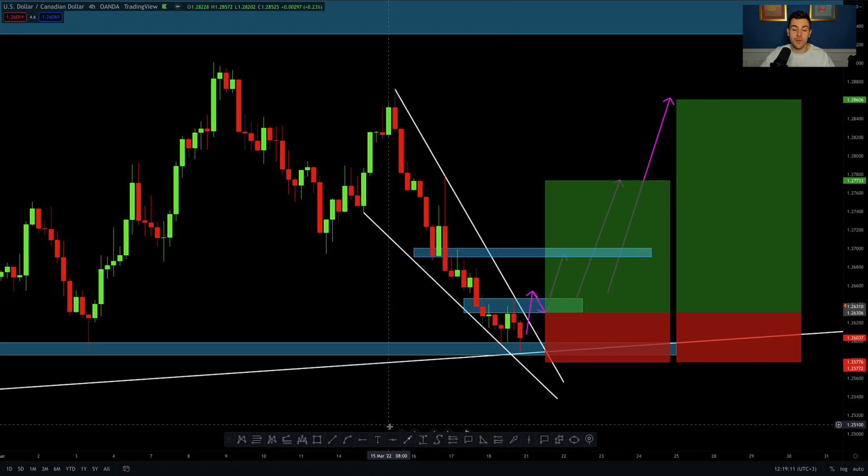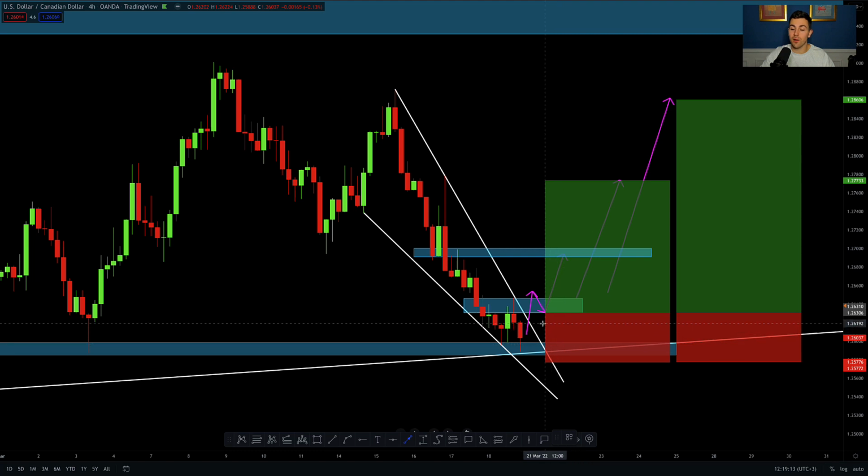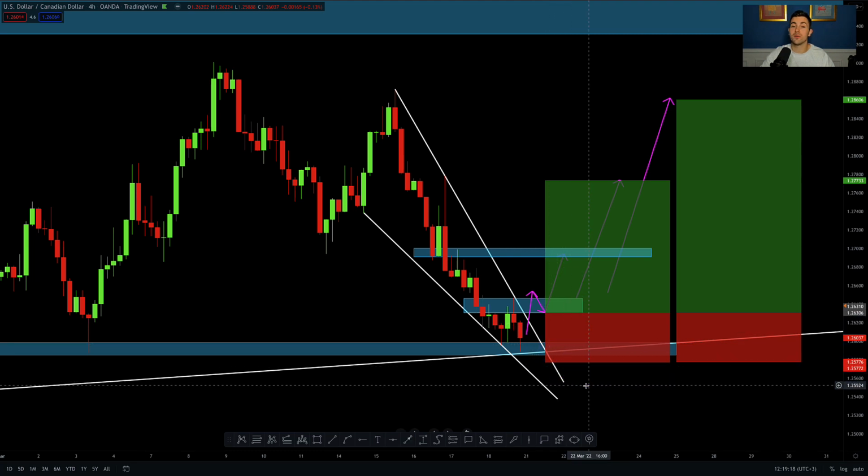Moreover, traders, remember that in case the price breaks this buy zone to the downside, it will be a very bearish signal, and then the pair will most likely drop. So be ready for a bearish breakout as well.